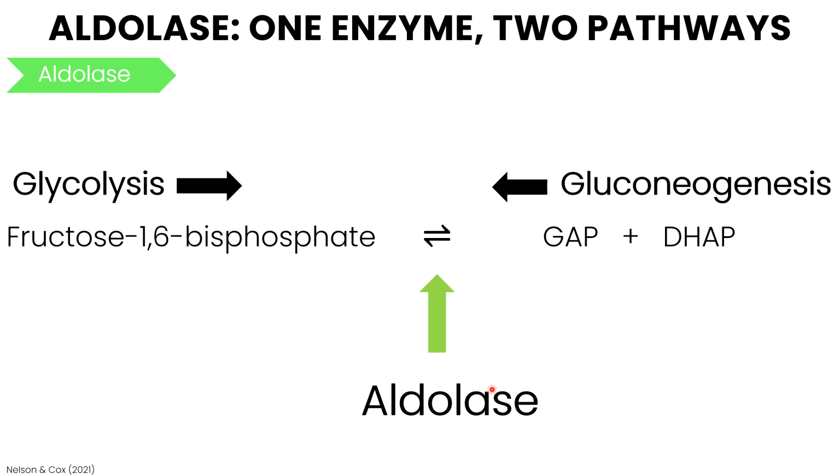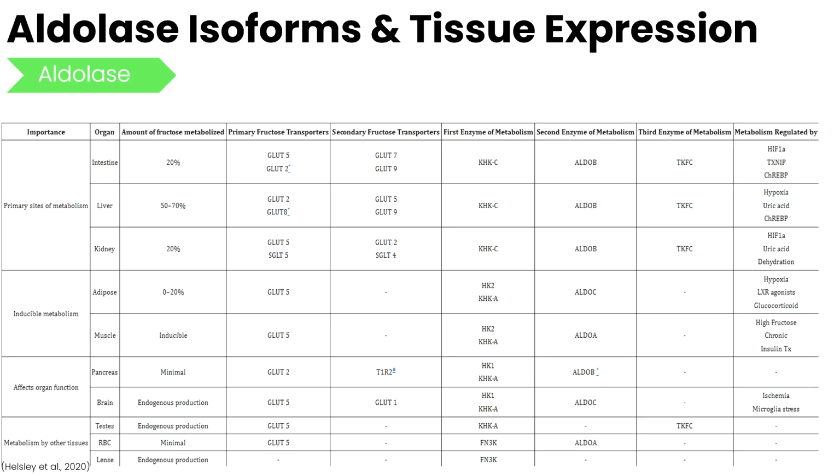But here is where Aldolase becomes even more interesting. Humans do not just have one form of this enzyme. We have different Aldolase isoforms with distinct patterns of tissue expression. So now let's think about it. If Aldolase isoforms catalyze similar reactions, why would different tissues need different forms of this enzyme?